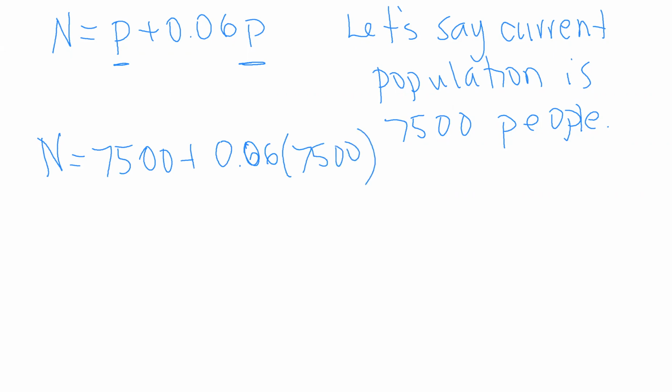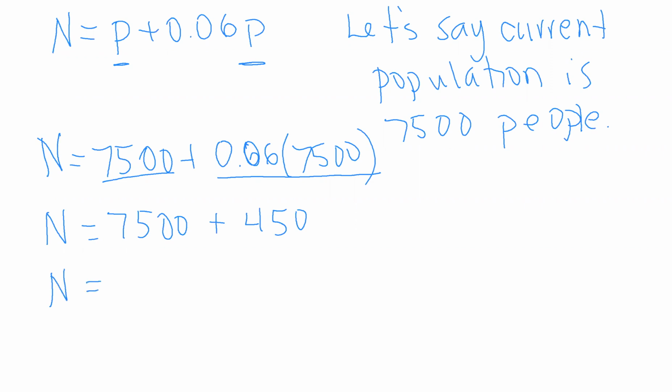All right, so this right here represents the growth. This right here is the current population. You add them, you get the new population. Let's see, 7,500 times 0.06 is 450. So we get 7,500 plus 450. In this particular situation, the 450 represents the people that you're expecting to join your town, either by birth or people moving. So we would say N equals 7,950.